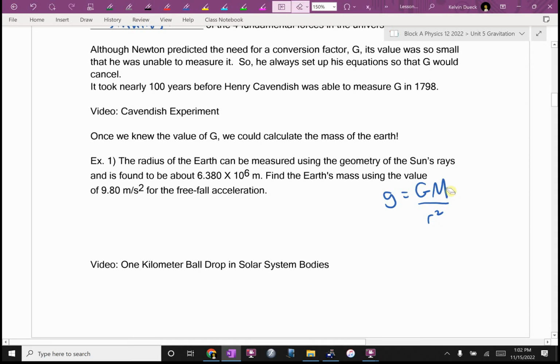Madison, how will I get the big M by itself? How will I move the big G over? How will I move the r squared over? So he did this. Big M equals g r squared divided by big G.